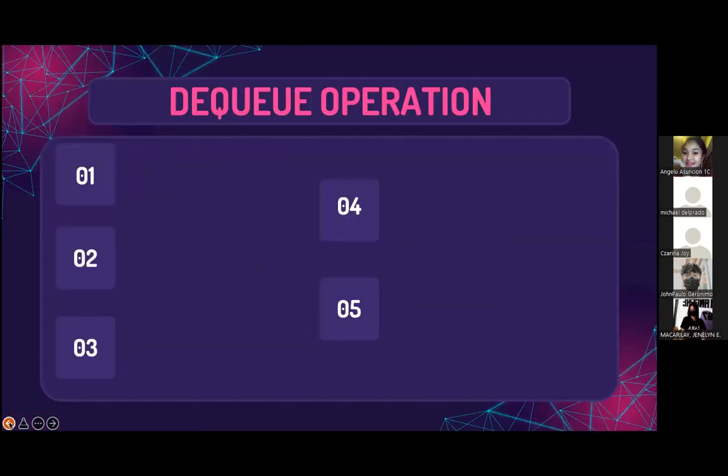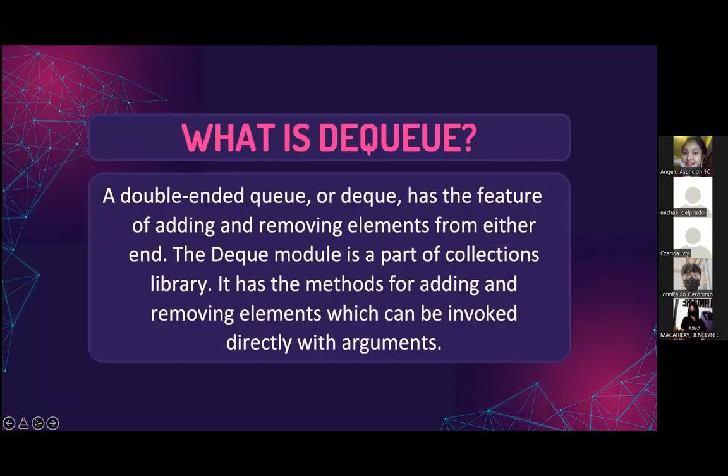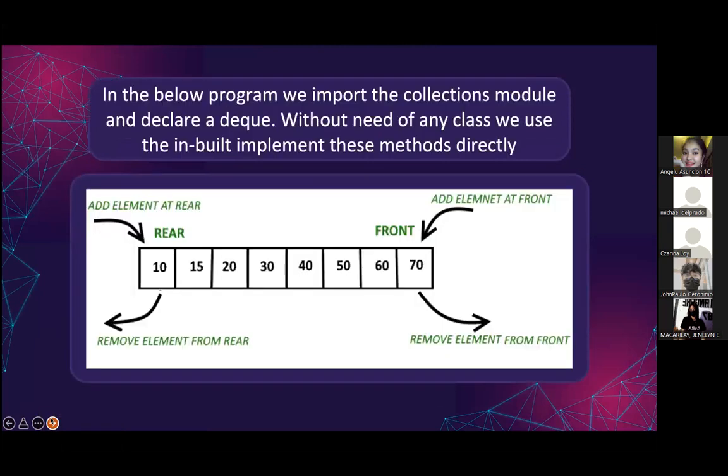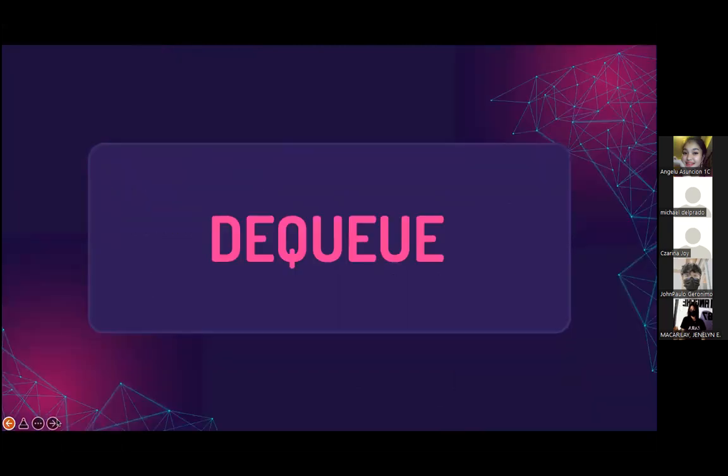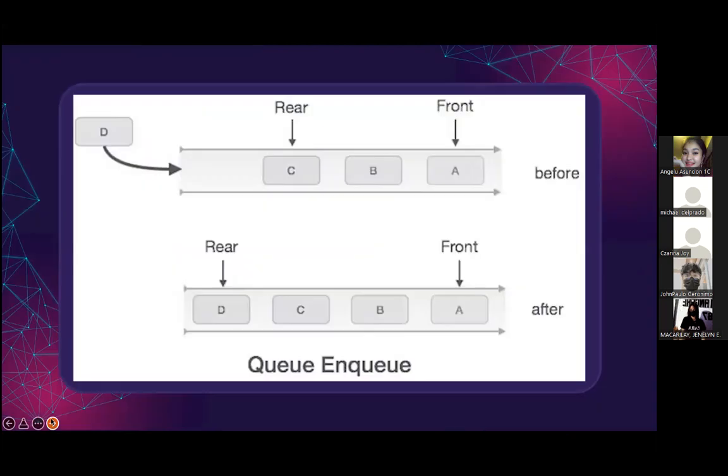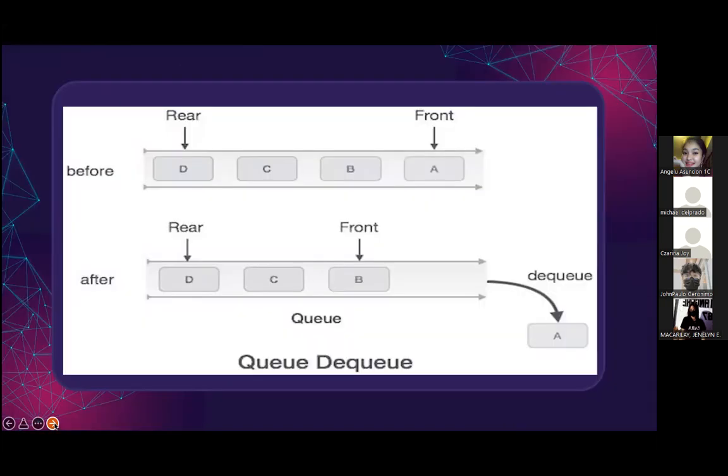Babalikan natin yung kanina. Dito naman, nakalagay ito yung NQ, kasi nilagay dito sa loob ng queue yung ating data. So yun lang yung difference ng NQ and the DQ. Next.